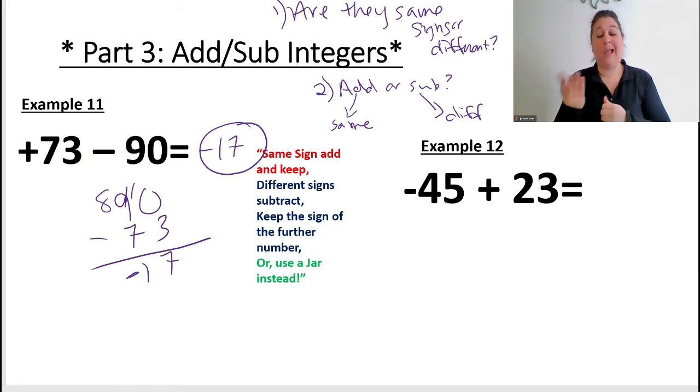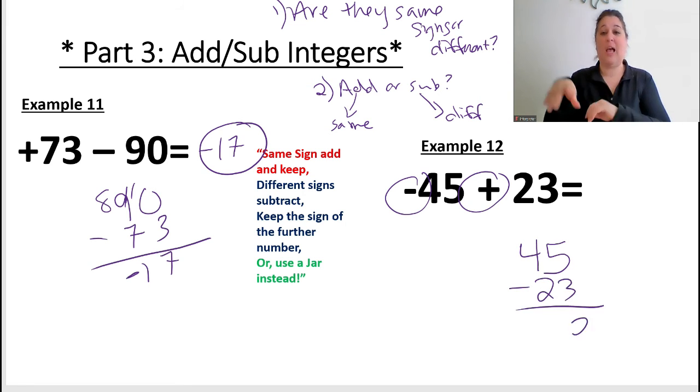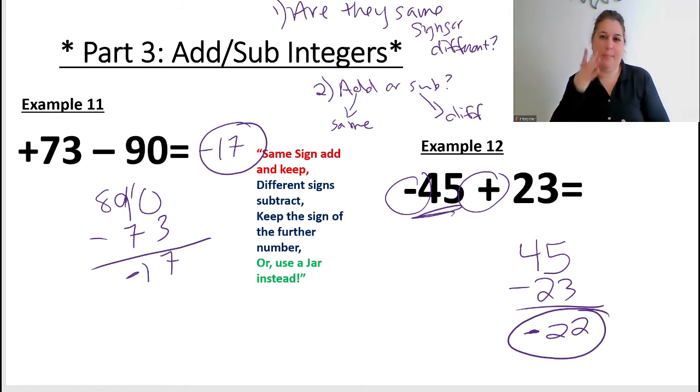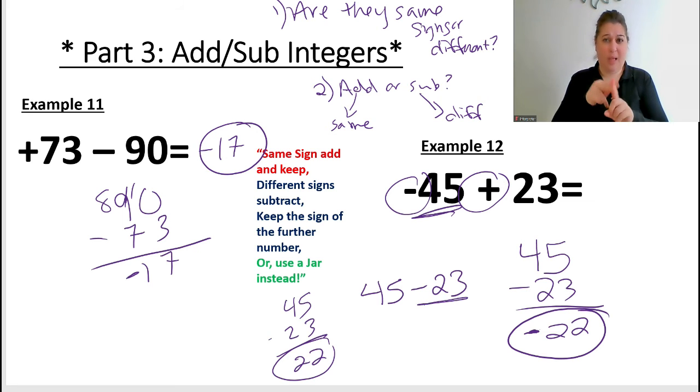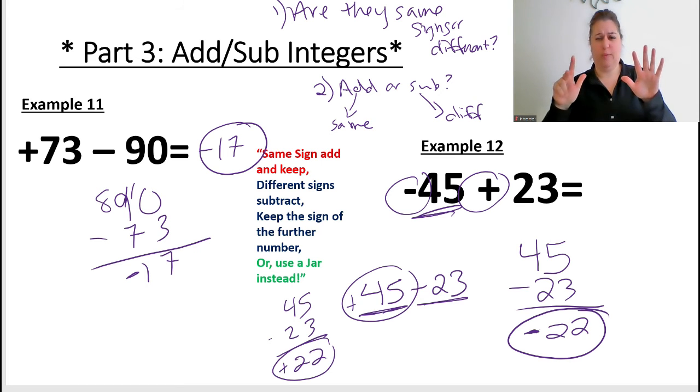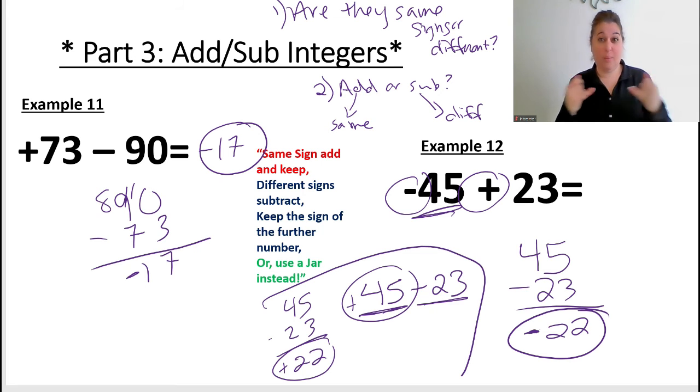Okay, now let me look at number 12. Different sign, subtract. Okay, 45 minus 23, 22. Negative 45 is further away. There we go. The answer will not always be negative. What if it was positive 45 minus 23? Normally, before knowing integers in this way, you would just say, okay, 45 minus 23, you get 22, and that was it for you. But really, look, which number is further away from 0? 45. Take the sign. It's positive. So your answer for that one would have been positive 22.